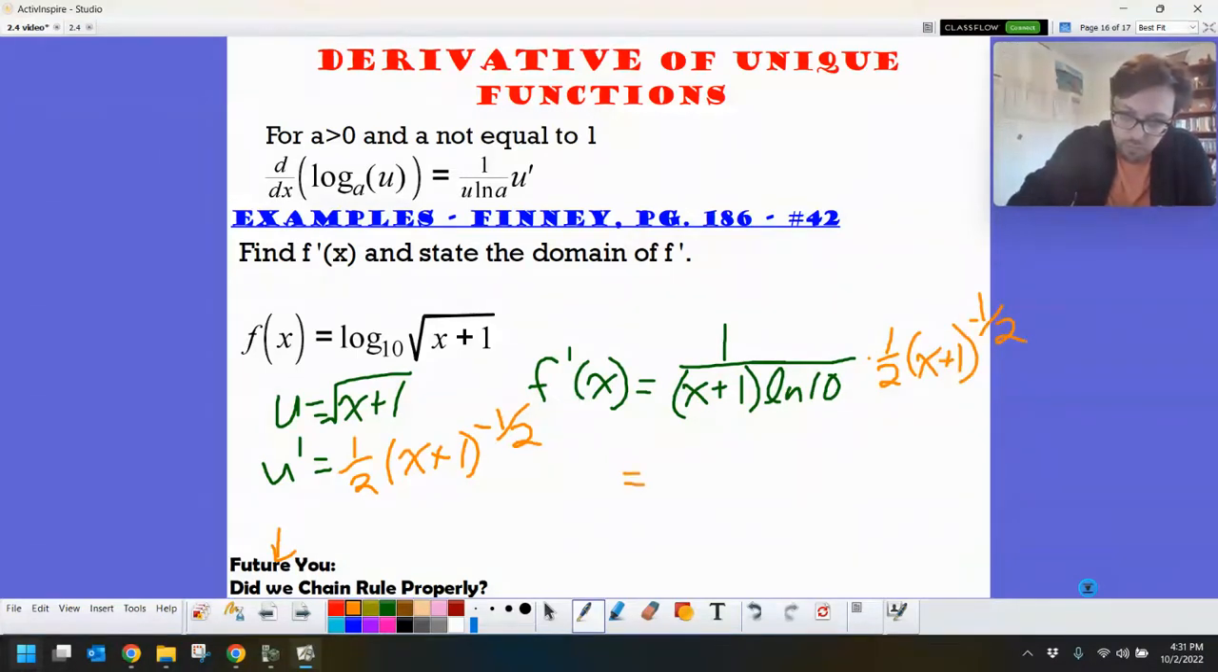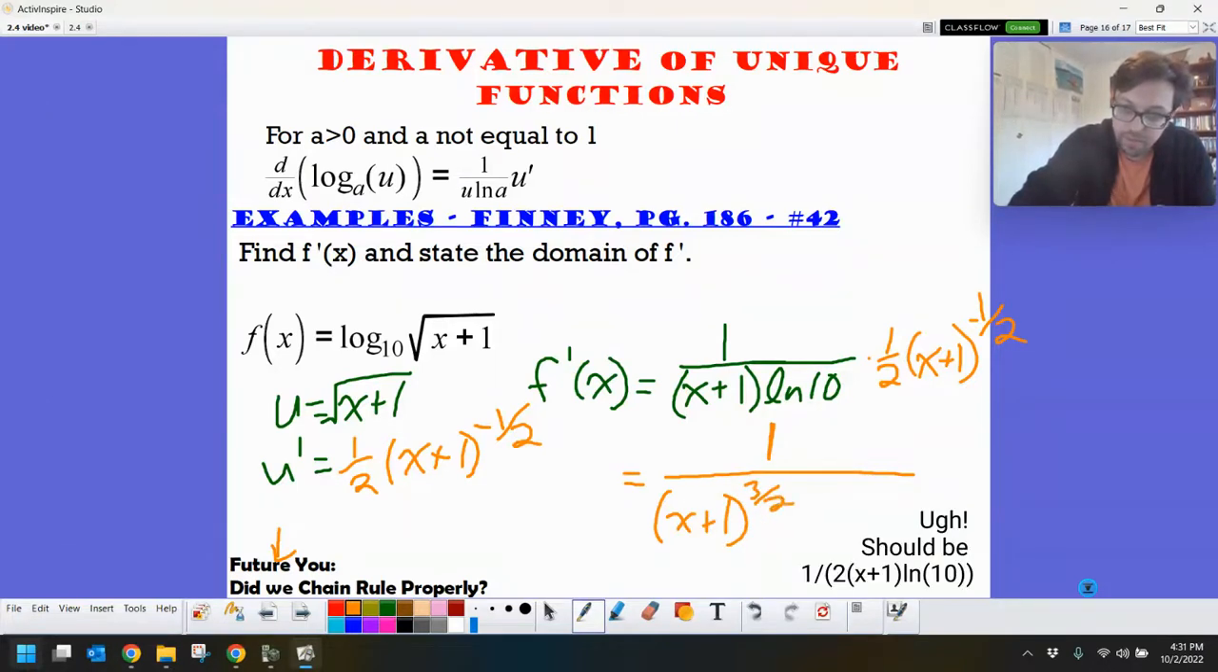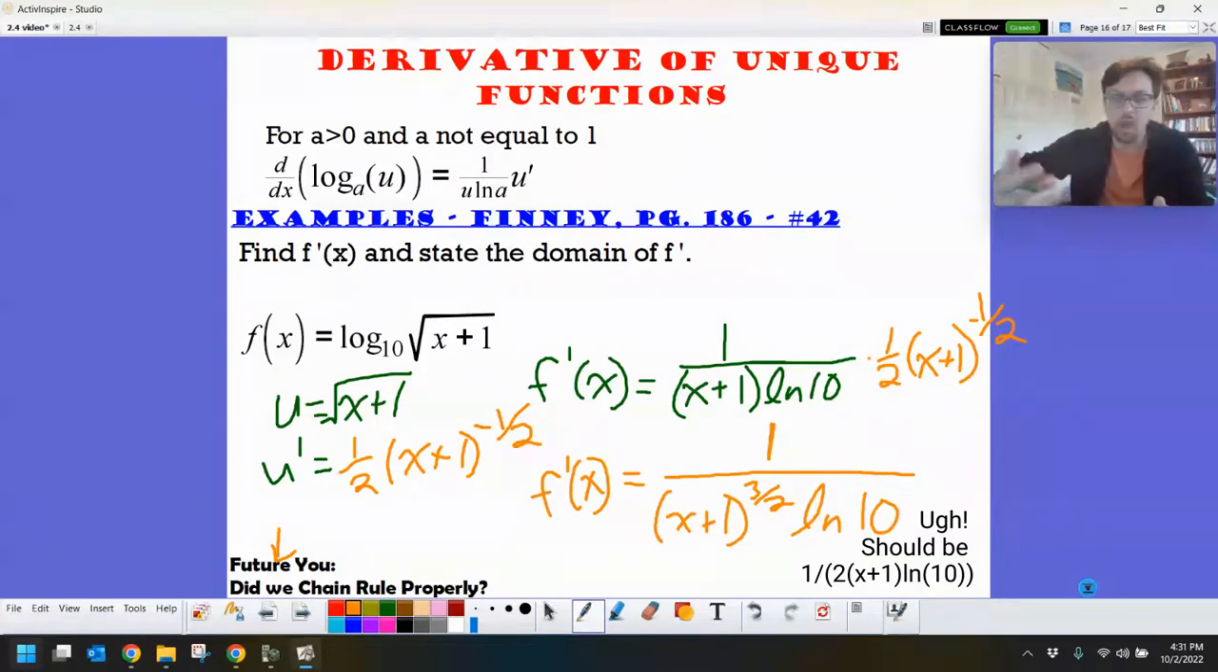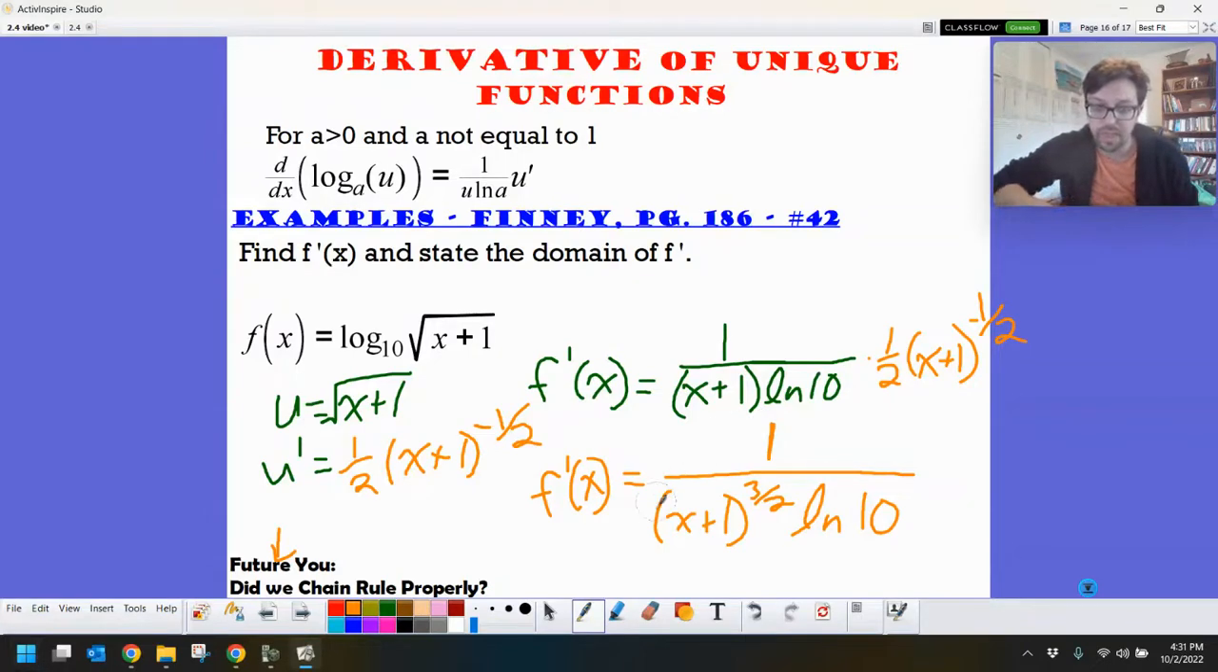If we wanted to do some work to clean this up, then we'd only have a 1 in the numerator. This x plus 1 to the -1/2 would go to our denominator and get tacked on with this other x plus 1. So we get x plus 1 to the 3/2 and an ln of 10. That is our f prime of x. Our domain would say we have to make sure that we stay greater than or equal to -1, and our domain here would agree with that.